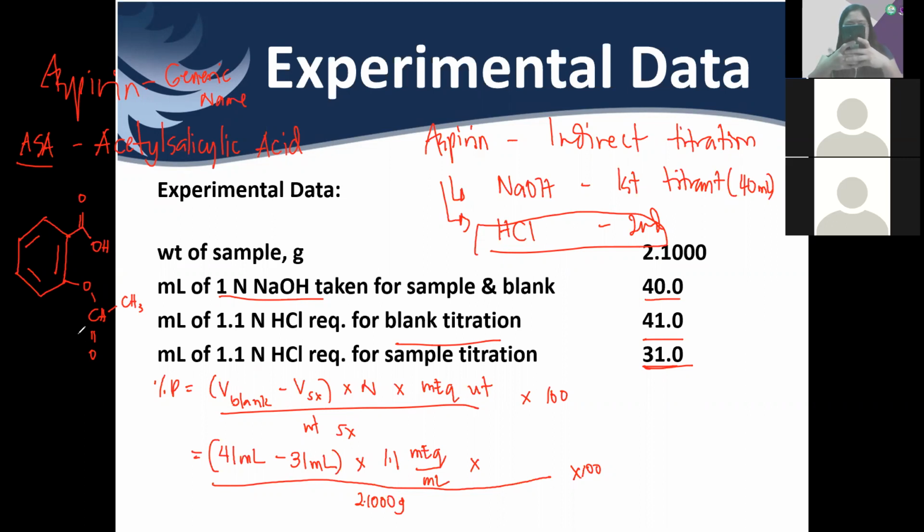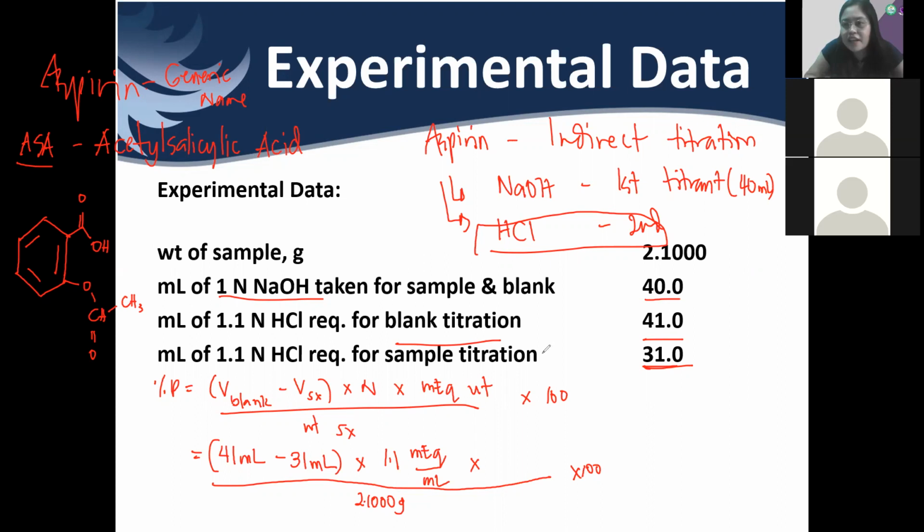That's the structural formula. Tama yan. Yeah, it's correct. Hindi na po mali. Tama. Okay, so this is the structure of the aspirin, acetyl salicylic acid.